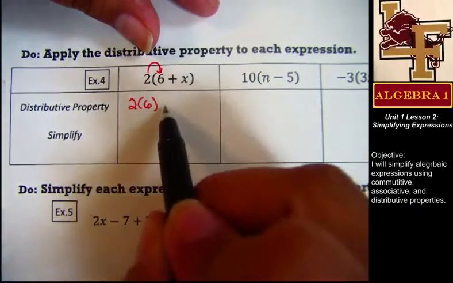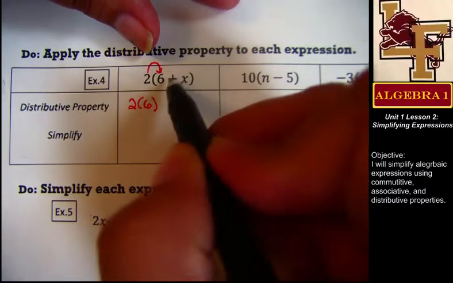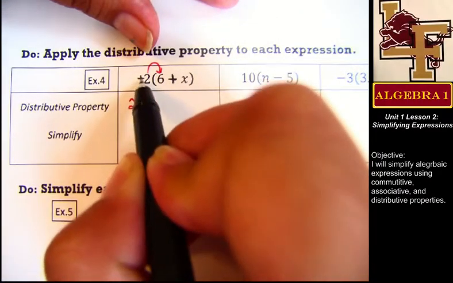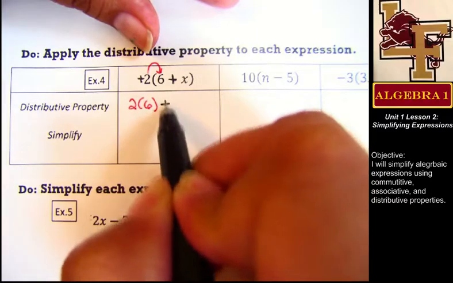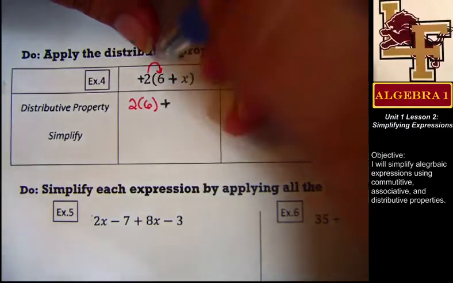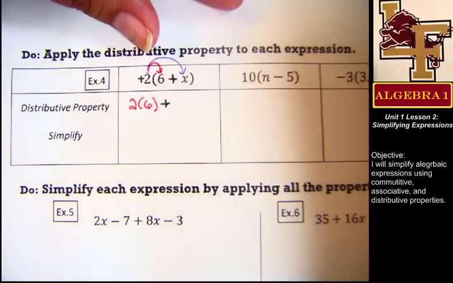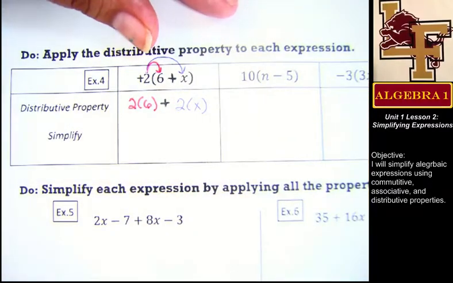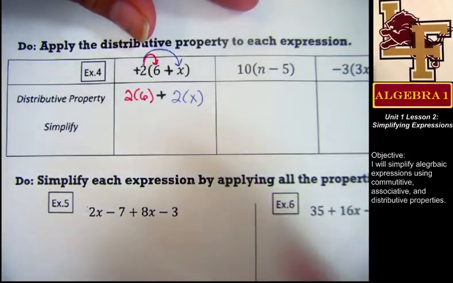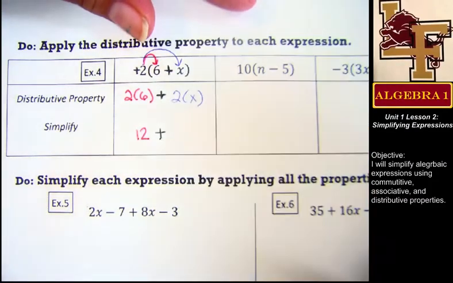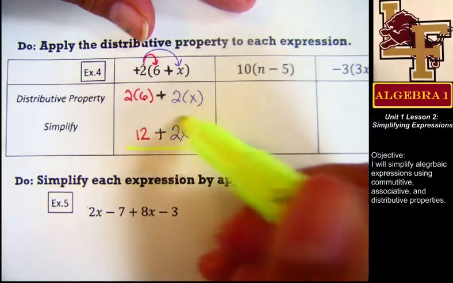All right, now I'm going to figure out what sign goes here, whether it's plus or minus. Here's a plus. The 2 is a plus. Because they're the same, this is a plus. All right. Now I'm going to take the 2 and distribute it to the x. 2 times x. All right. Now I'm going to do the multiplication. 2 times 6 is 12. Plus 2 times x is 2x. Here is my final answer.